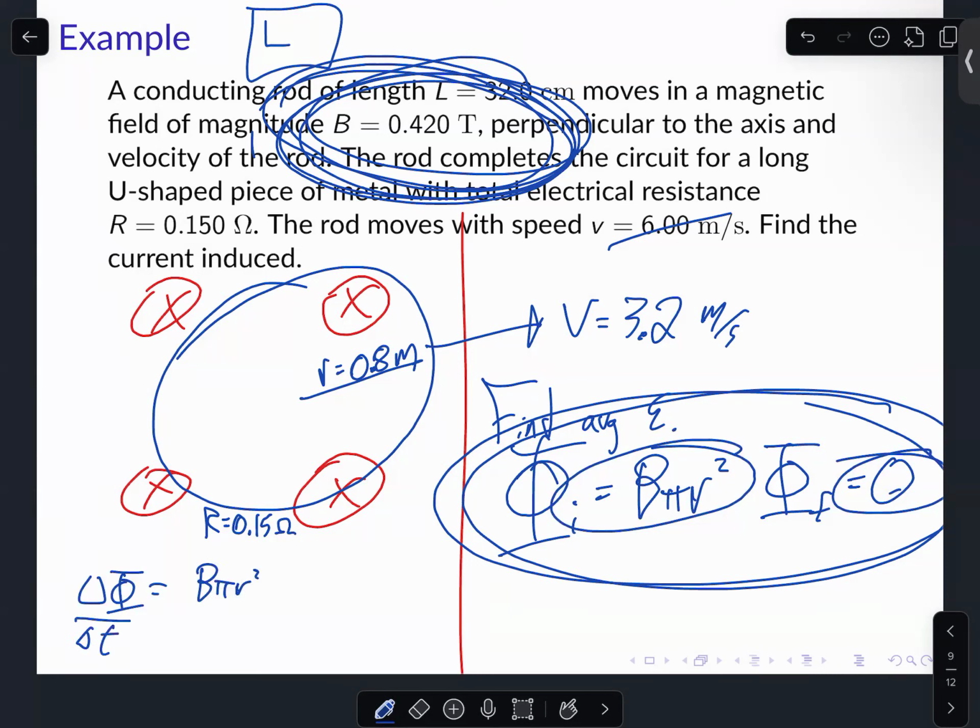Over delta t: how long does it take to move 1.6 meters to get completely out of the field at 3.2 meters per second? Distance over speed is time, right? In each second, you go 3.2 meters, so it only takes half a second to get 1.6 meters. Final answer is 1.7-ish volts.